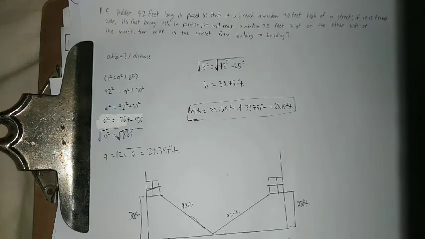Then let's solve for b, so b squared is equal to 42 squared minus 25 squared, so it will give you the answer for b is equal to 33.75 feet. So the width is a plus b, 29.39 feet plus 33.75 feet, so it will give you the answer of 63.14 feet. So here's the graph for problem number 1.